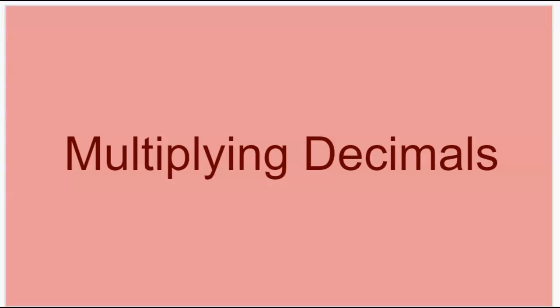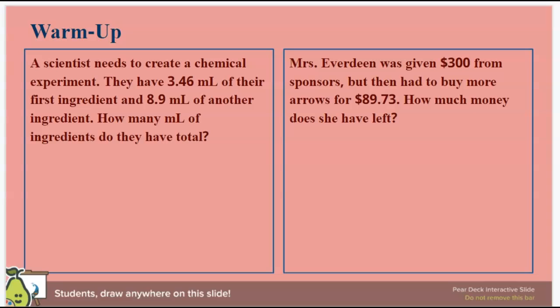Everyone, today we're doing multiplying decimals, and we're going to start with just a warm-up. Remember to pause at certain points, attempt to do these on your own, and then check your work. The warm-up says a scientist needs to create a chemical experiment. They have 3 46/100 milliliters of their first ingredient and 8 9/10 milliliters of another ingredient. How many milliliters of ingredients do they have total?